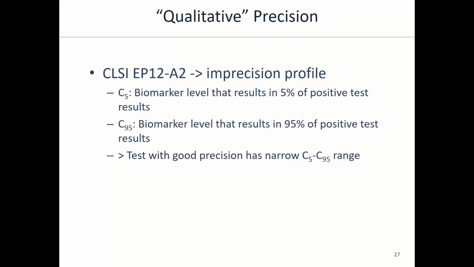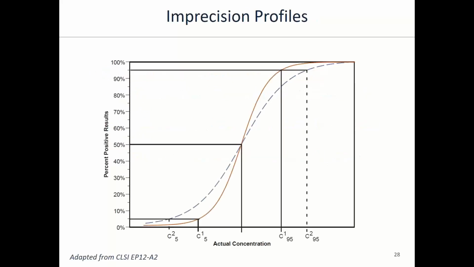This interval is limited by the C5 and C95 concentrations, and these are the biomarker levels that result in 5% or 95% of positive test results. And a test with a good precision will have a narrow range, because outside this range, the test will be considered too imprecise to be reliable.